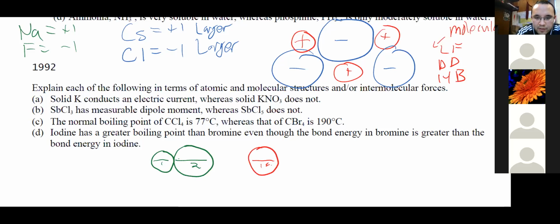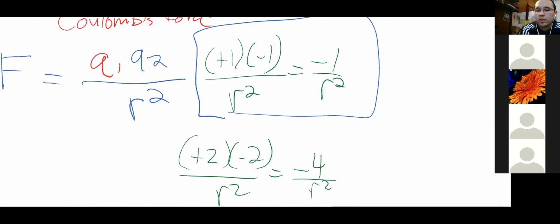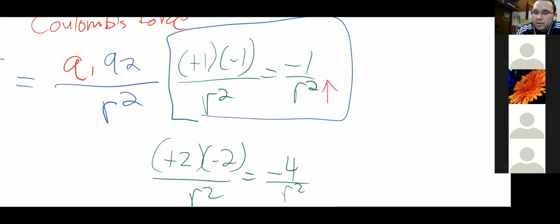Our cesium has to be bigger than our sodium, so let's say it's 1.5. And our chlorine has to be bigger than our fluorine, so let's say it's a 2.5. So the total distance between those charges, this might be 3. The total distance between these charges is 4. Because cesium and chlorine are both bigger than the sodium and the fluorine, there's going to be more distance between them. So if this r squared value has gotten larger, how is that going to impact the force?